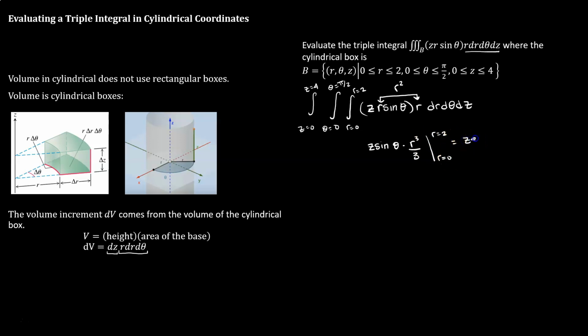So we'll copy the z sine theta. We have 2 cubed over 3 minus 0 cubed over 3. So that simplifies to be 8/3 z sine theta. So we'll replace that inside integral with its equivalent. So now it reduces down to a double integral. And we still need to integrate with respect to theta as well as with respect to z.